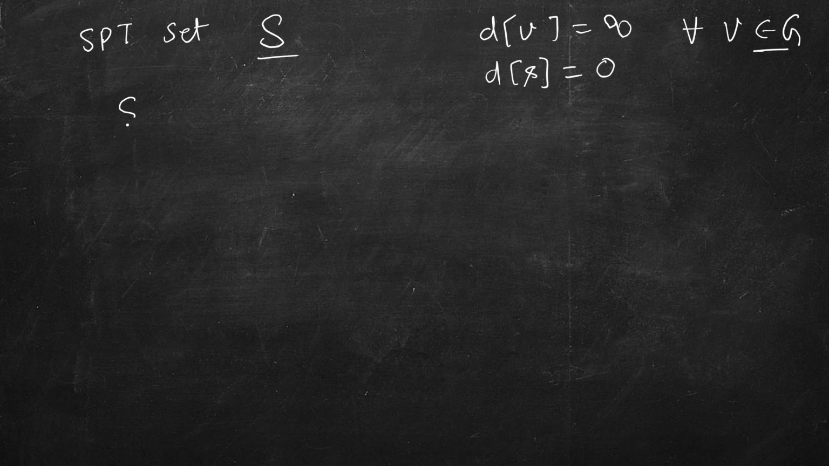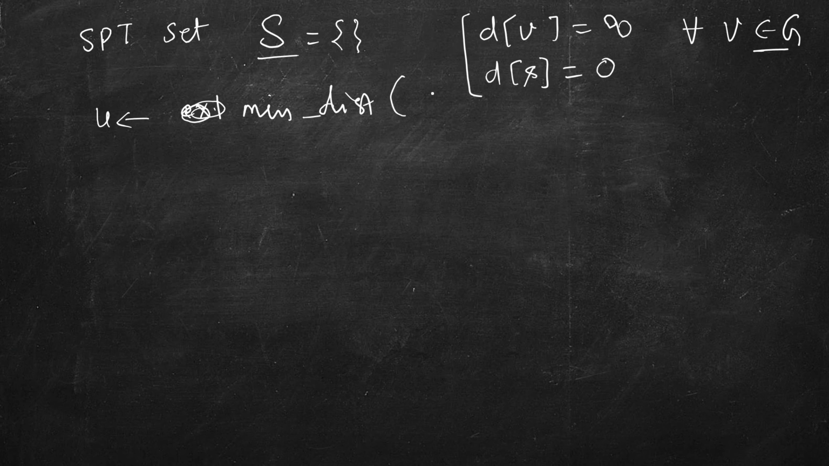and initially this set is empty. So now we have assigned distance level to each vertex including source. So we do u will be extract min or min distance for all vertices. So the source will be picked. So u is source. Then we look at for all v adjacent to u, just like our earlier algorithm.